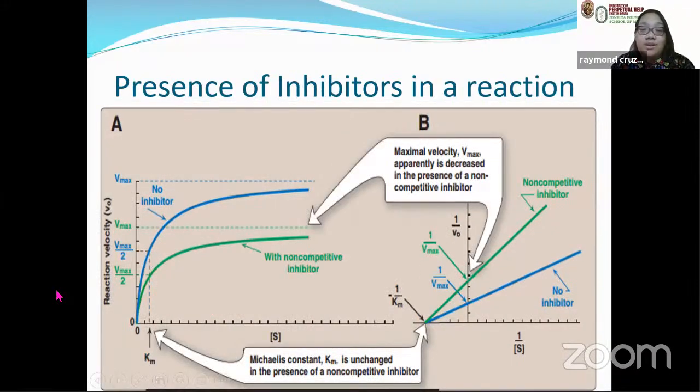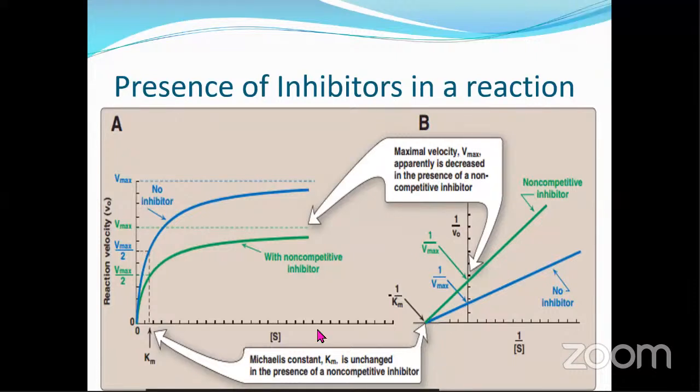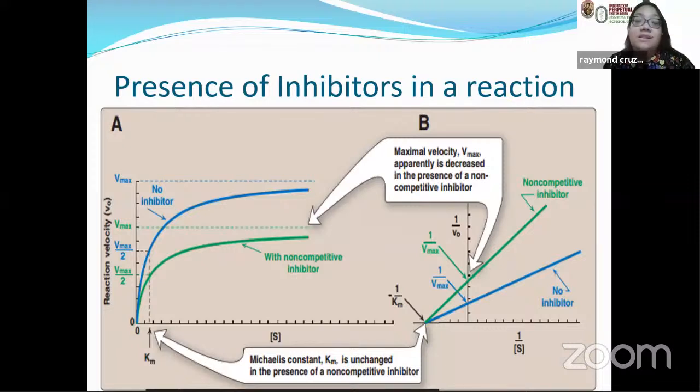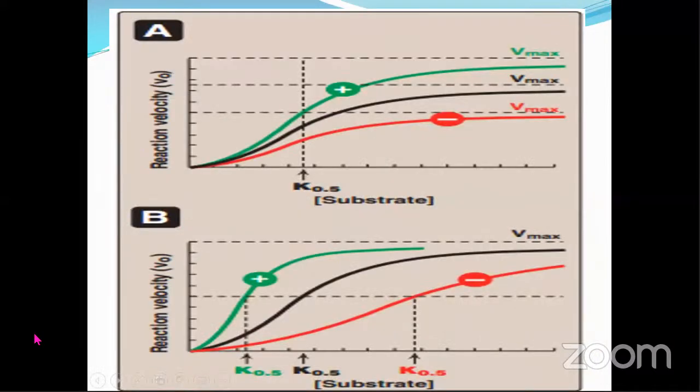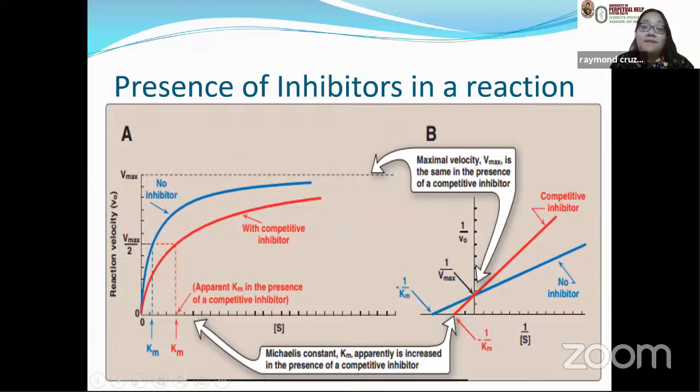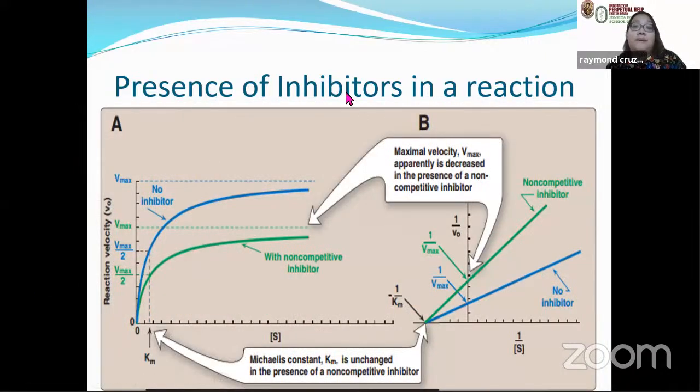I would like to bring you to inhibitors. Maximal velocity, that is your Vmax, is decreased in the presence of a non-competitive inhibitor. Km is unchanged. So in non-competitive, Km is unchanged, Vmax is decreased. As to your competitive, Vmax is the same while Km is increased. So non-competitive, Km is what? Unchanged. Your Vmax is decreased. Remember those four relationships so that when you encounter questions on competitive and non-competitive inhibitors in enzymes, you do remember.